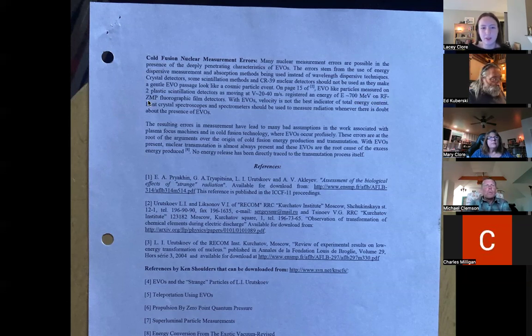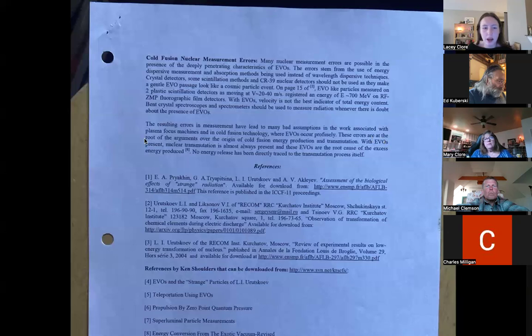On RF ZMP fluorographic film detectors, with EVOs, velocity is not the best indicator of total energy content. Bent crystal spectroscopes and spectrometers should be used to measure radiation whenever there is doubt about the presence of EVOs. The resulting errors in measurement have led to many bad assumptions in the work associated with plasma focused machines and in cold fusion technology, where EVOs occur profusely.